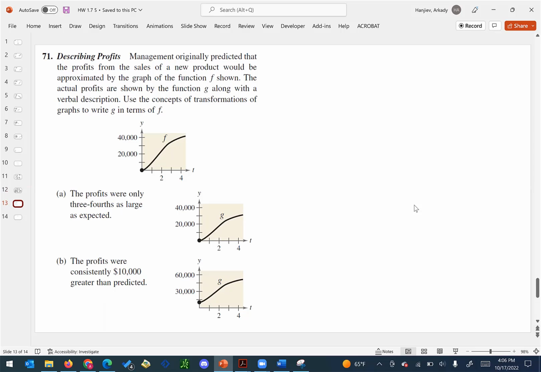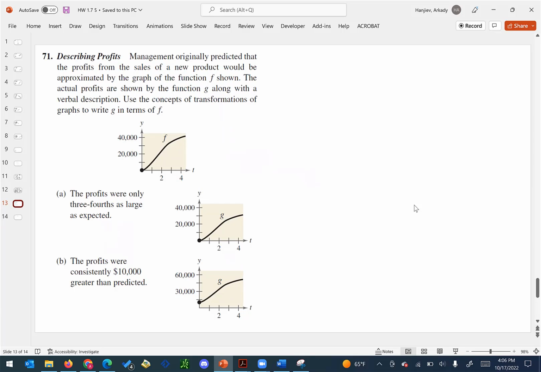All right. So then let's see where we're at. Management originally predicted that profits from the sales of a new product would be approximated by a graph of the function shown. The actual profits are shown in the function g along with the verbal description. So now the question is, can we write these?